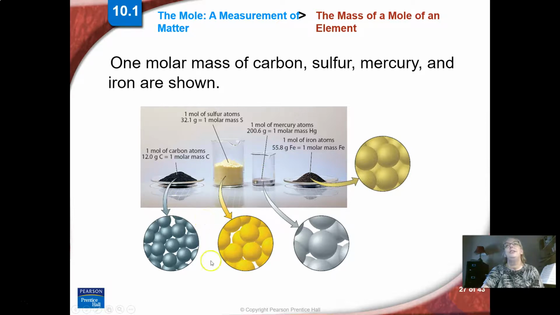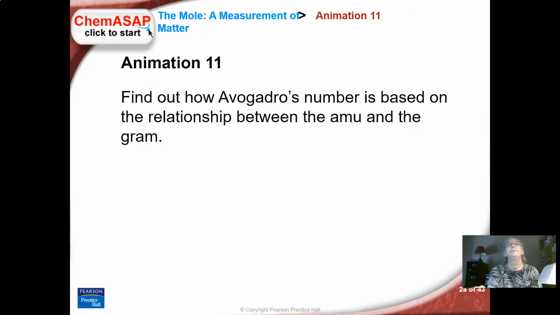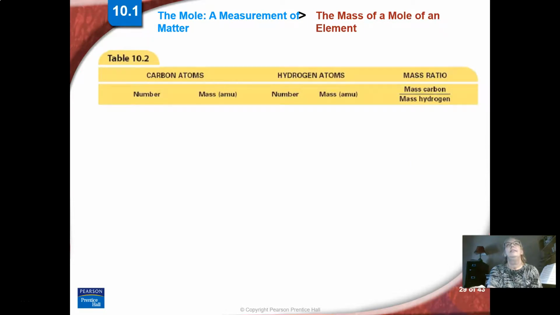So I just wanted you to see what they look like in real life. 1 mole looks like this for each of these types of atoms. It's a really useful picture because we're going to be looking at fractions of moles and things like that. I need you to know what 1 mole looks like. So, what else do I want to show you?